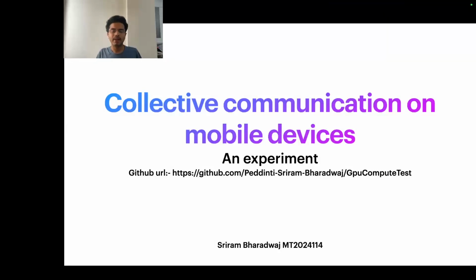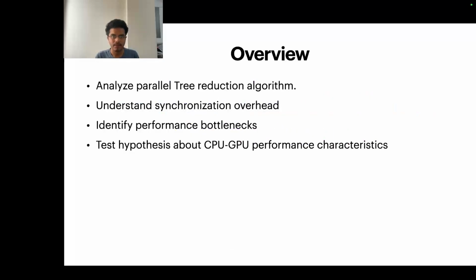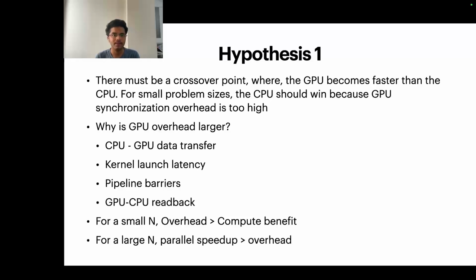Hi, I'm Sriram, and in this video, I'm going to describe my experimental project for implementing collective communication on mobile devices. In this experiment, I analyzed parallel tree reduction algorithms, understood synchronization overhead, identified key performance bottlenecks, and also verified a certain hypothesis of mine about CPU-GPU synchronization characteristics.